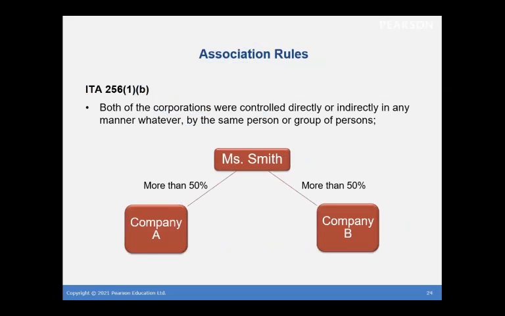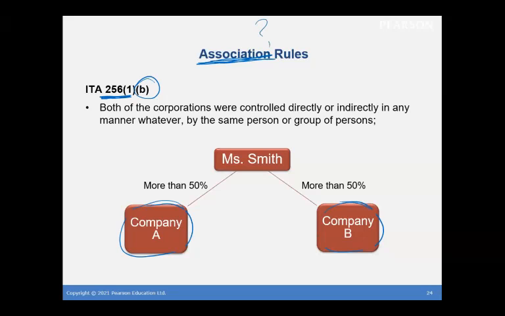The next one up is B. So it's all in the same section of the Act, 256.1, and this is Scenario B. In this case, both of the corporations were controlled directly or indirectly in any manner by the same person or group of persons. So what we're always looking at is two corporations, and are they associated? That's the question. Are they associated?